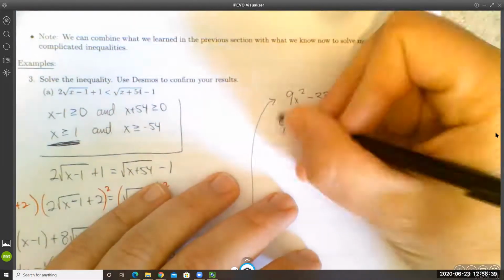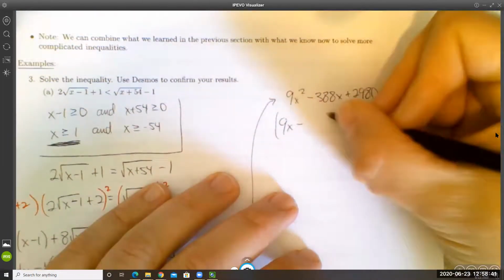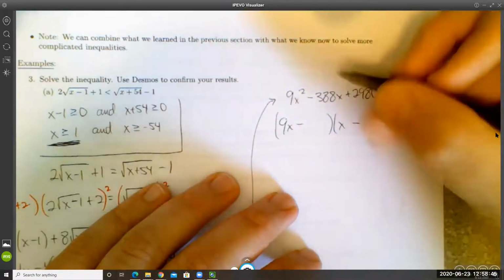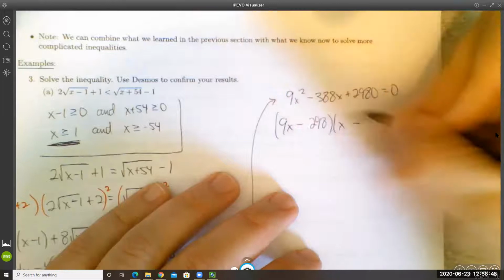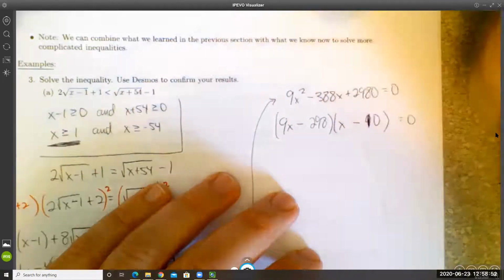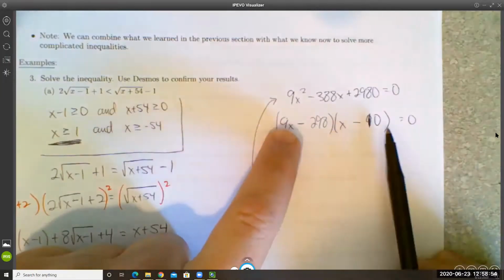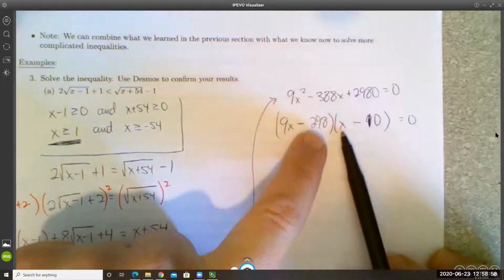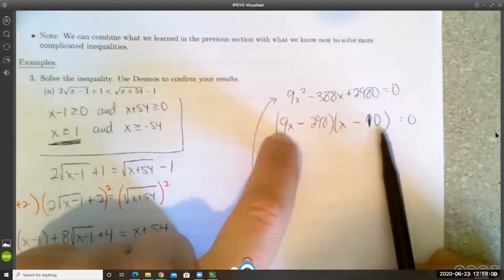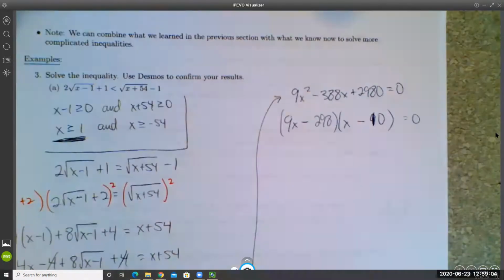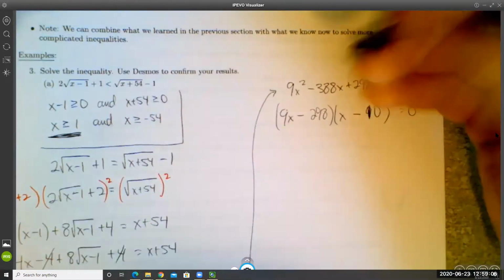I feel like I can get 9x. I know that it's got to be negative in both places. And I need 298 here and 9, and sorry, not 90, but 10 there. Let's see. That gives us 9x squared minus 90 minus 298. Negative 298 minus 90 would be negative 388, and then plus 2980. Good.